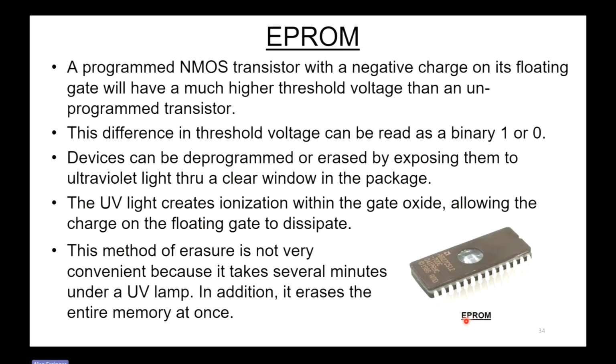A programmed NMOS transistor with a negative charge on its floating gate will have a much higher threshold than an unprogrammed transistor. Now, this difference in threshold can be read as a binary 1 or a binary 0. Devices can be deprogrammed or erased by exposing them to ultraviolet light through a clear window in the top of the package. The UV light creates ionization within the gate oxide, allowing the charge on the floating gate to dissipate.